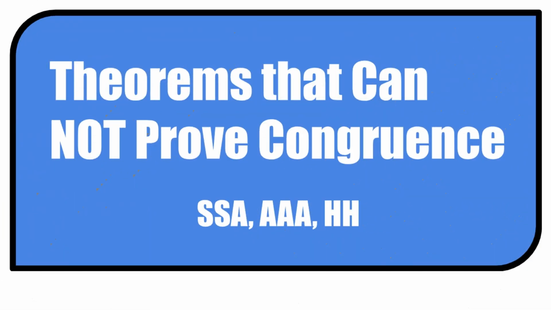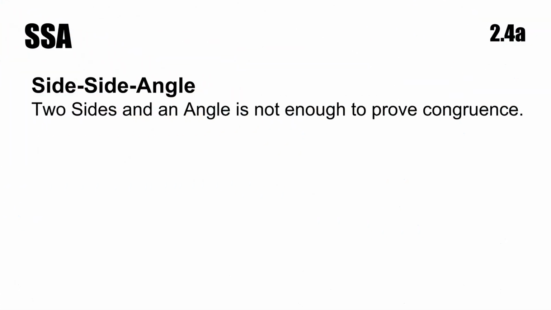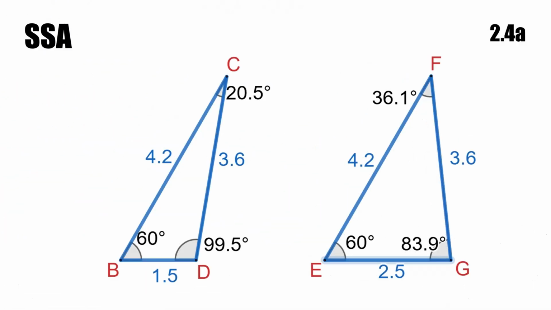This lesson will cover theorems that do not prove congruence. Side-side-angle does not prove congruence because two sides and an angle is not enough to prove congruence. Here is an example as to why side-side-angle does not work. Both triangles have the left and right sides congruent and a 60-degree angle. However, the bottom side is bigger, thus making the triangles not congruent.